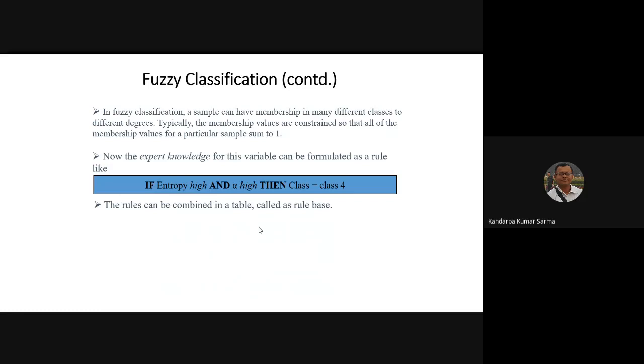Now the expert knowledge for this variable can be formulated to be a rule, like if entropy is high and alpha is high, then class shall be 4. This type of rule can be created, and for all possible cases, all sets of rules can be placed in a table. For deriving a decision, there can be a continuous search for the most probable decision for a particular state or a particular class, and then the classification decision can be derived.